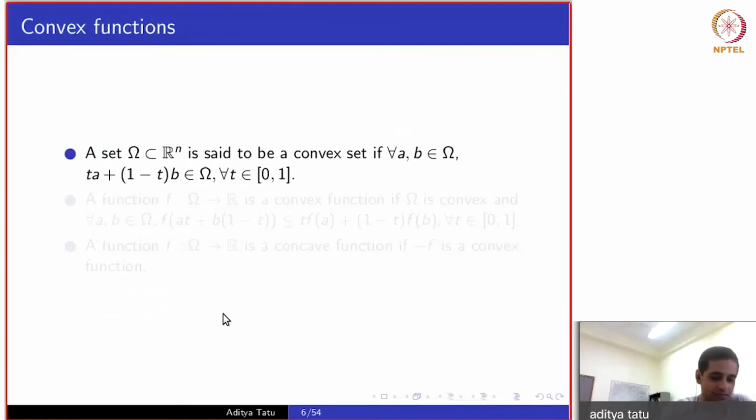Right, then let's look at convex functions. What do we mean by convex function, and more importantly, why are they required for optimization? Before we define convex functions, we need to first understand the definition of a convex set in Rn. A subset omega of Rn is said to be convex if for every pair of elements A and B that you can pick from omega, all elements lying on the line segment joining A and B must also belong to omega.